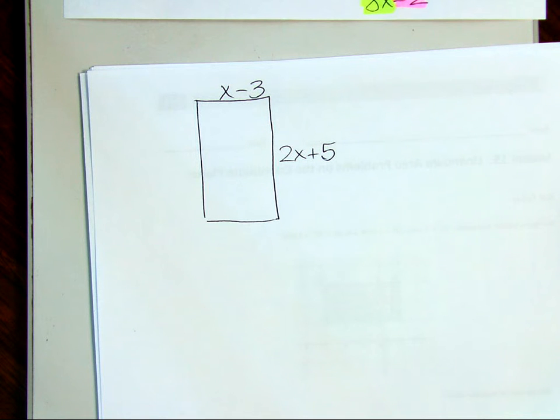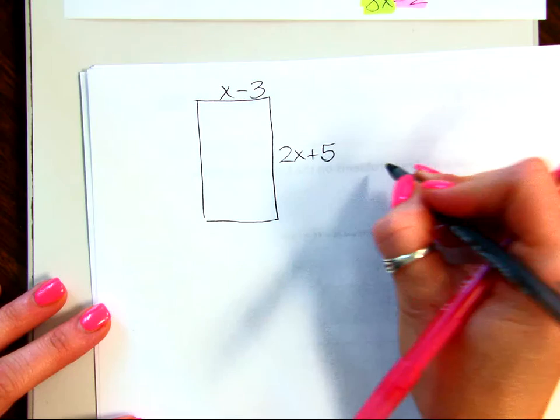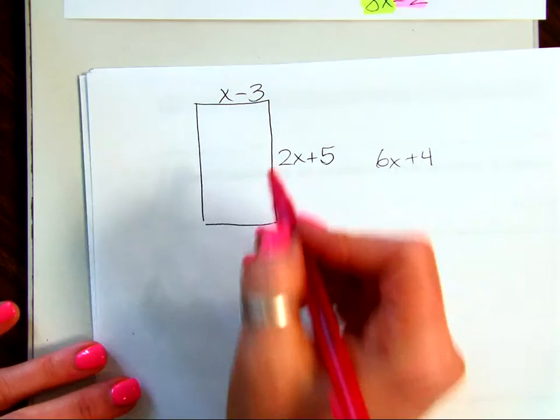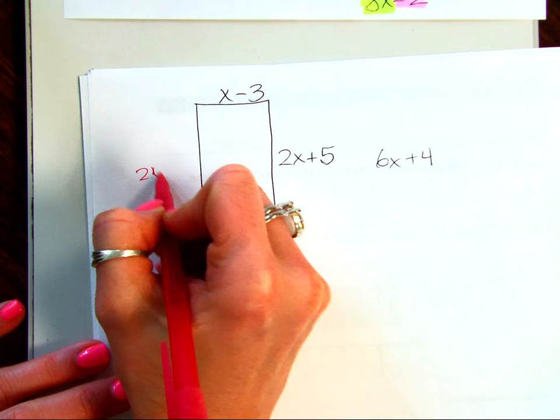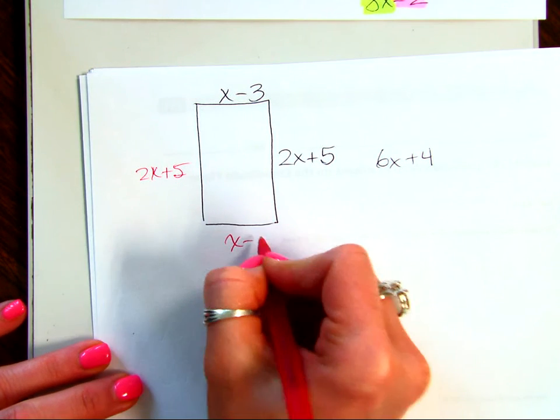Yes. Yes. Okay. Who's not done yet? Justin, go ahead. 6x plus 5. Okay. Anybody else get that? Okay. So if this is 2x plus 5, so is this one. And if that's x minus 3, so is this one. You have to do a lot with that.